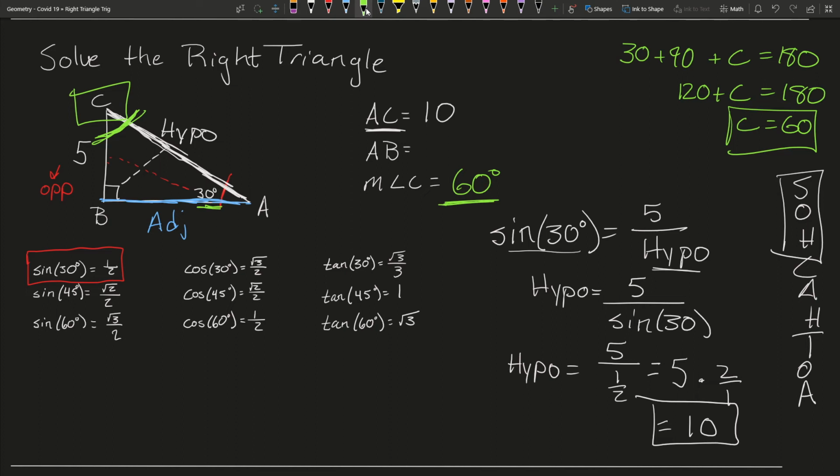On this next part, if we want to solve for side AB, that adjacent side, there are a couple of different ways we can do that.